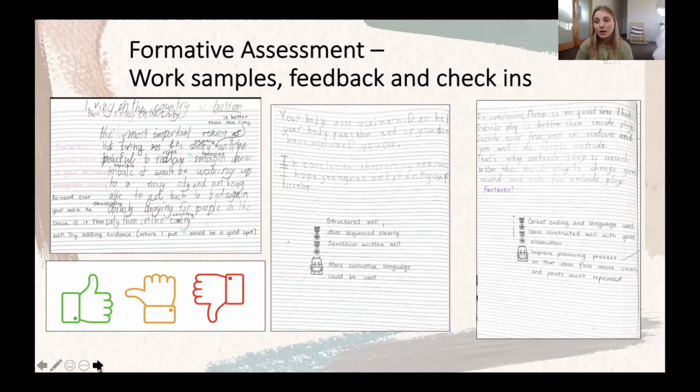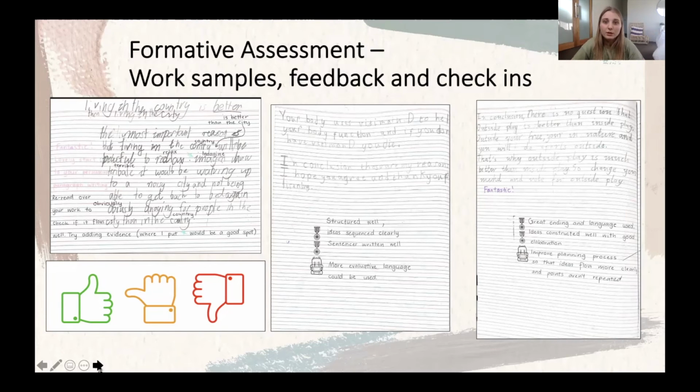Another way that I tracked student progress was through check-ins. So I'd say at the end of the lesson, before they head out for break, how are you feeling? Give me a thumbs up if you're feeling really good about this. Give me a middle if you know it needs work, but you're tracking along, or a thumbs down if you think you need some support.